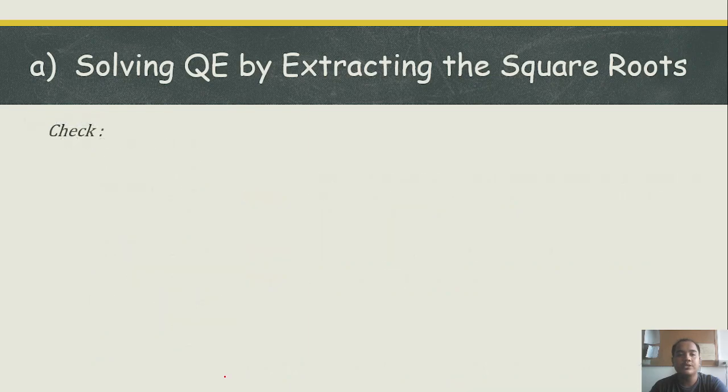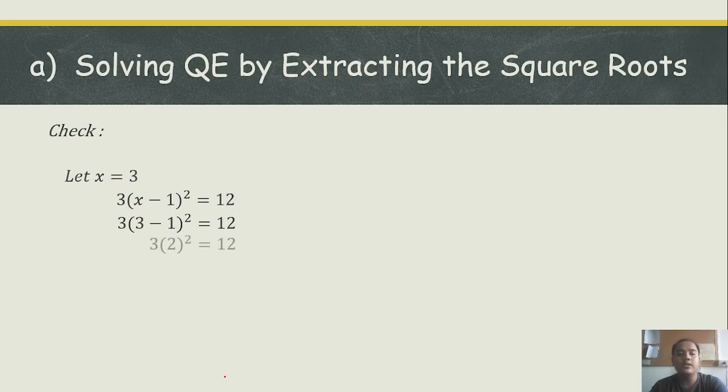So let's perform the checking. The first root is positive 3. Copy the original equation, which is 3 times x minus 1 squared is equal to 12. Substitute the value of x as 3. So 3 times 3 minus 1 squared is equal to 12.